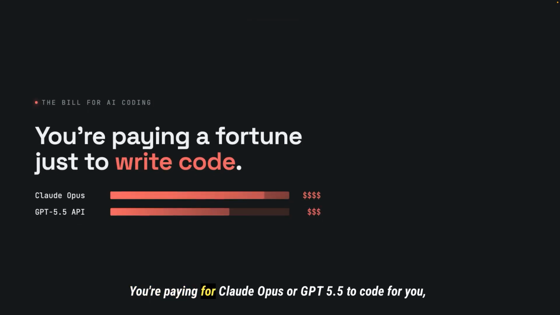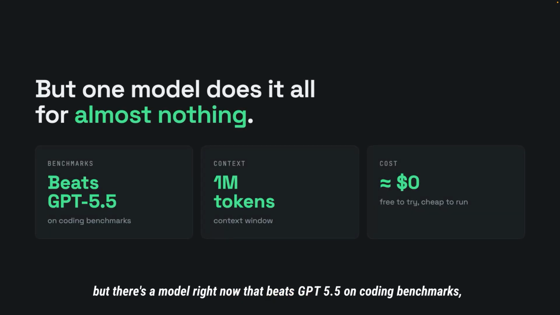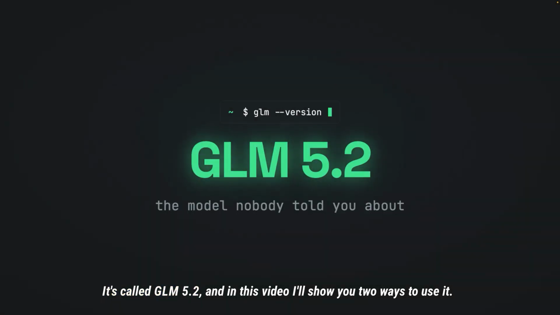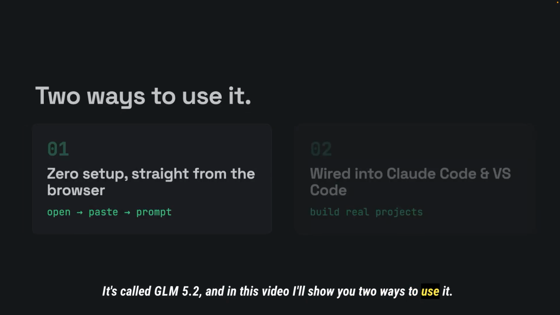You're paying for Claude Opus or GPT 5.5 to code for you, but there's a model right now that beats GPT 5.5 on coding benchmarks, has a 1 million token context window, and costs almost nothing. It's called GLM 5.2, and in this video I'll show you two ways to use it.